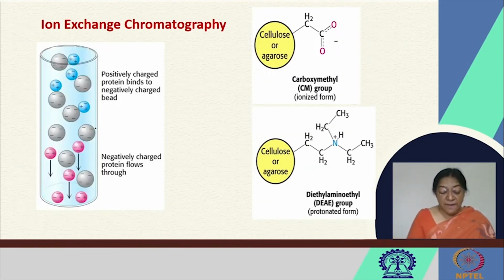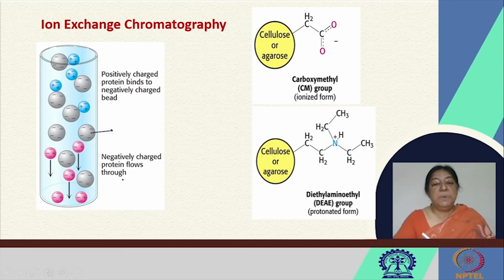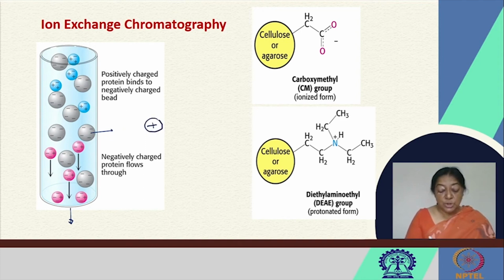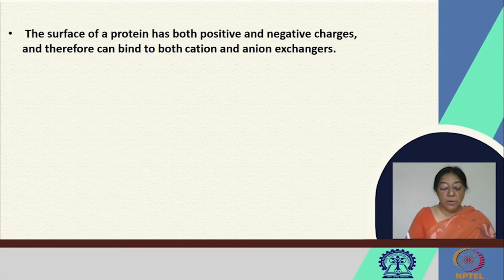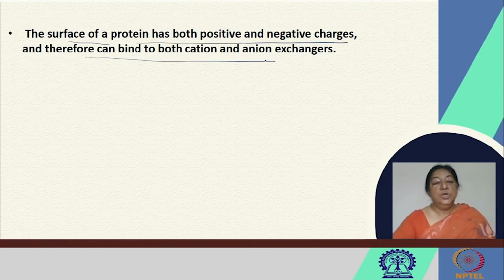So if we have negatively charged beads, as is seen in this case, any protein that is negatively charged would not bind to the column but would appear, as it is called, in the flow through. But if our resin is negatively charged, we would expect the positively charged proteins to bind to the negatively charged beads. Now the surface of a protein has both positive and negative charges, so theoretically, it should be able to bind to both cation and anion exchangers.